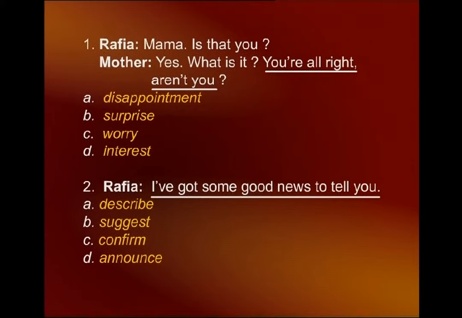You're all right, aren't you? And the words, you're all right, aren't you? What do those words convey? Do they convey a disappointment on the part of the mother? Some surprise? Or is it worry that is being conveyed? Or do they show some interest on the part of the mother? You're all right, aren't you? These are words that convey a sense of worry. The mother is worried about the daughter.